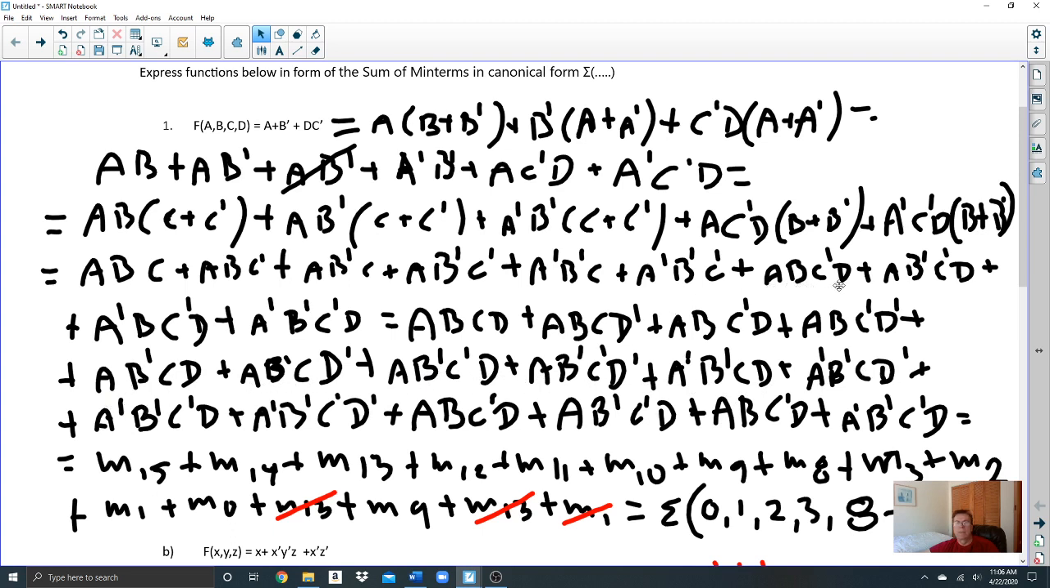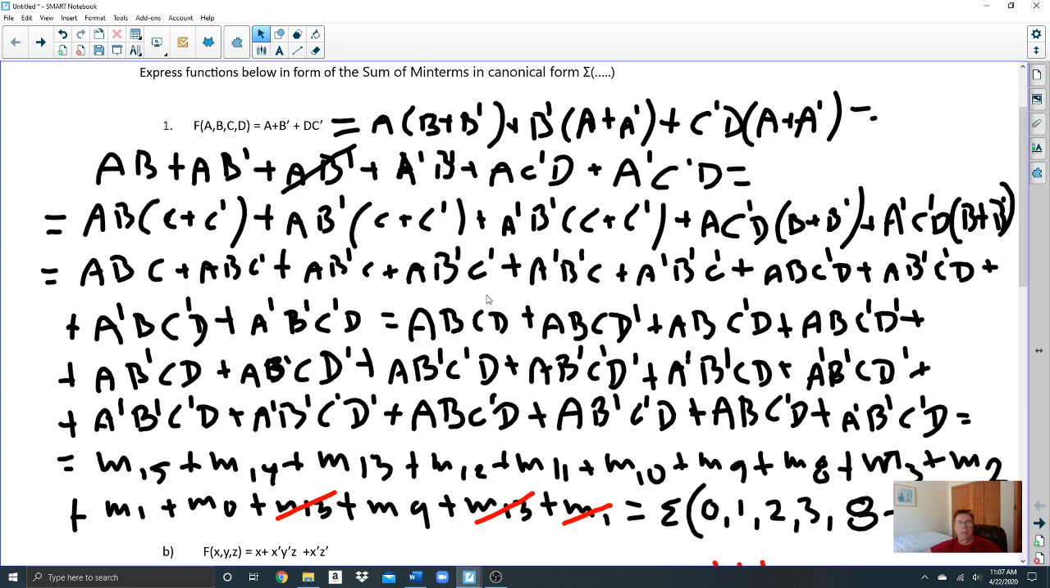These terms I don't have to expand because those are minterms already. As you see, all the variables are present in the product. So I didn't expand them, I just copied them. So we have the following: all those minterms are in terms of the product of all variables right here. Now I have to convert them into minterms with the subscript.